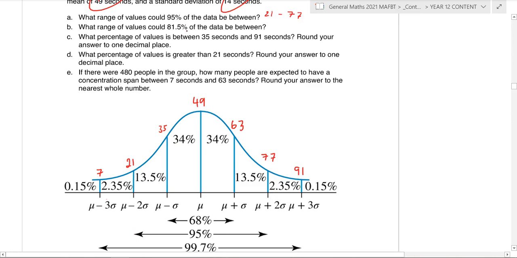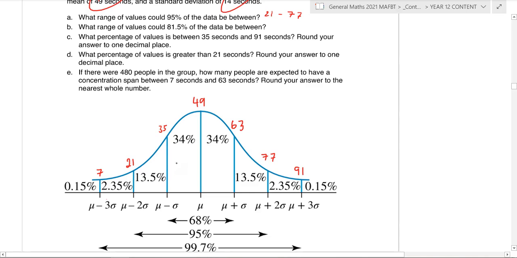Next one, where could 81.5% of the data lie? Okay, tricky one there. By the way, just a heads up, in case you didn't know, this here in the middle, if you split this in half, that's 50% of your data. So that's 50%, and that's also 50%. So that's just a helpful thing for you guys to also understand when reading these. Okay, where is 81.5% of the data?